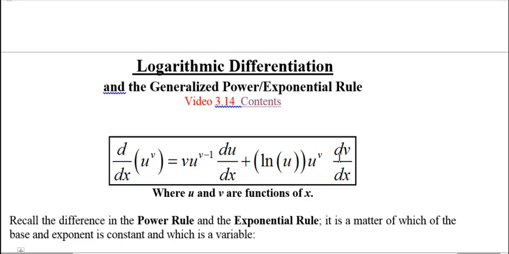Again, if the v is constant, the second part goes away and you just have the power rule. If the u is constant, the first part goes away and you just have the exponential rule. If they're both constants, everything goes away, you just get derivative of 0. But if they're both variable, you got to get both terms here.